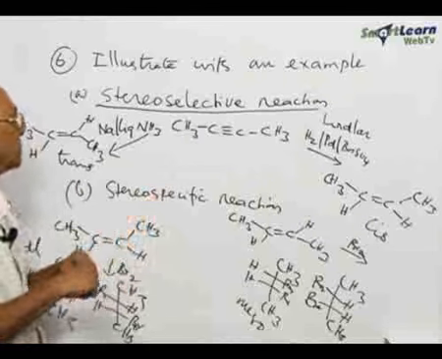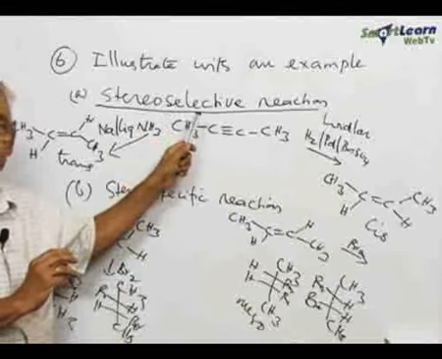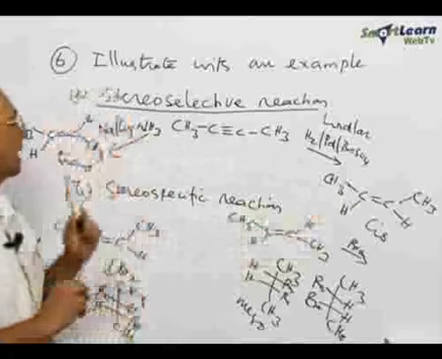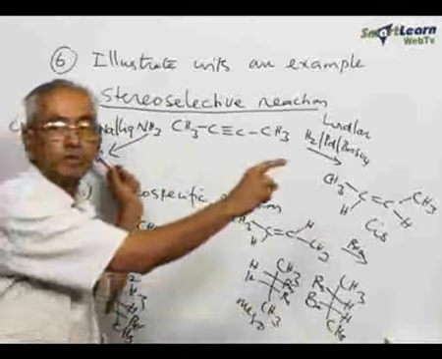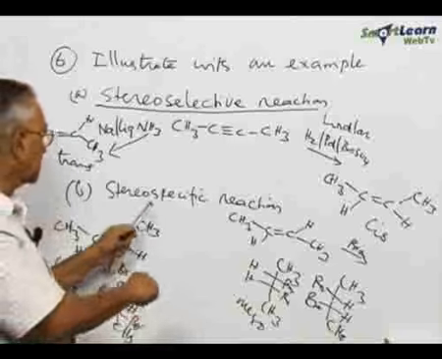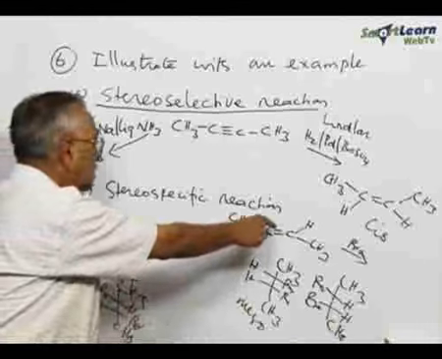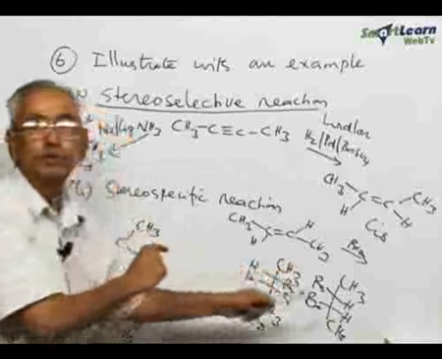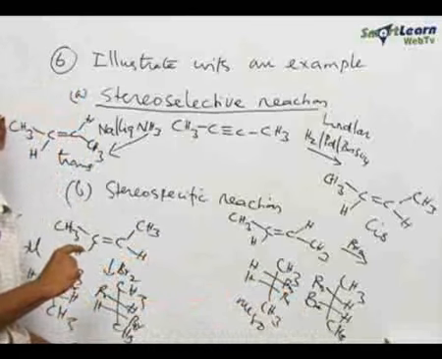So, to sum up, a stereoselective reaction is one in which the same starting material gives rise to two different products on the use of two different reagents. A stereospecific reaction is one in which two different starting materials are there, a common reagent is used, and two stereochemically different products are obtained.